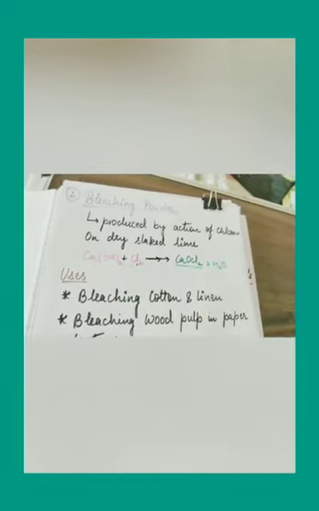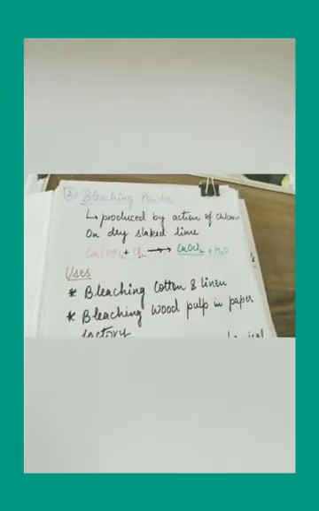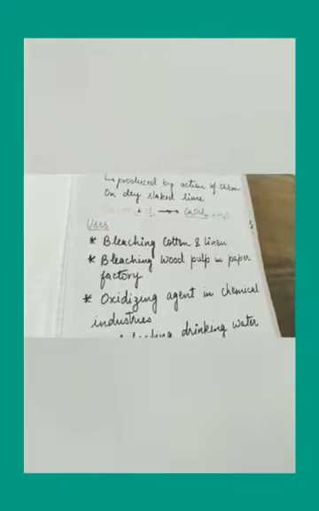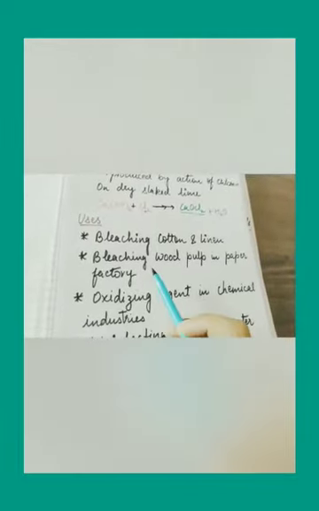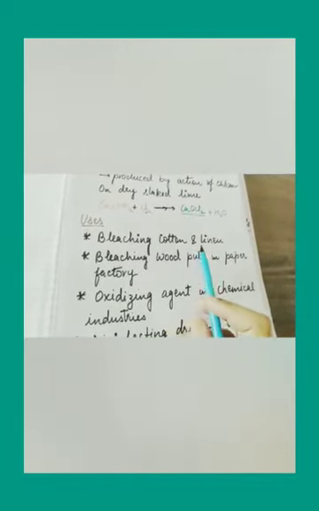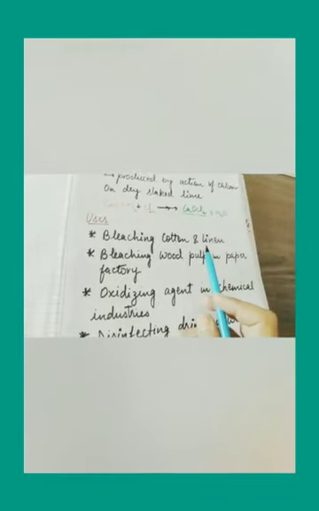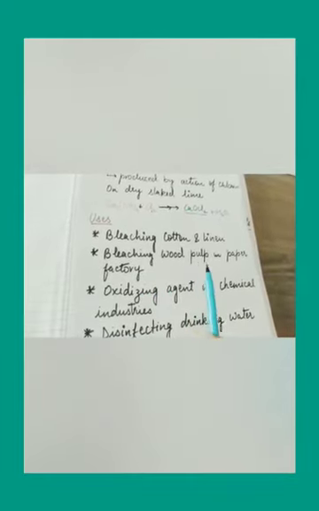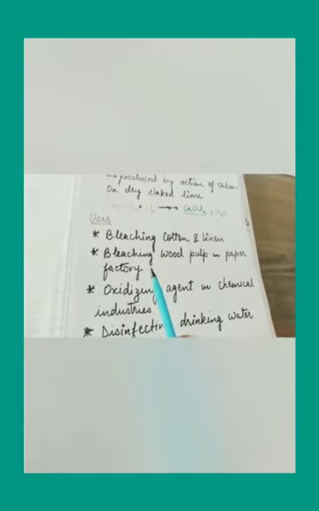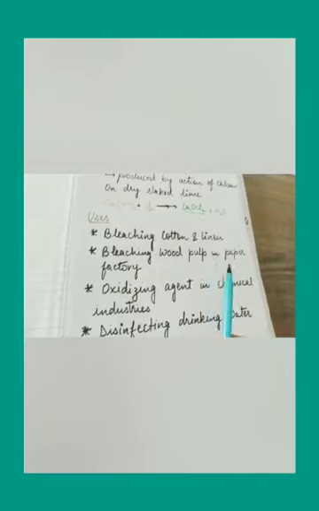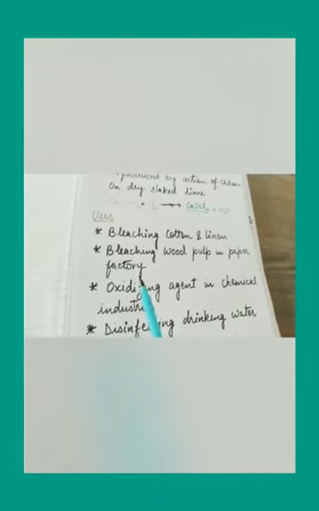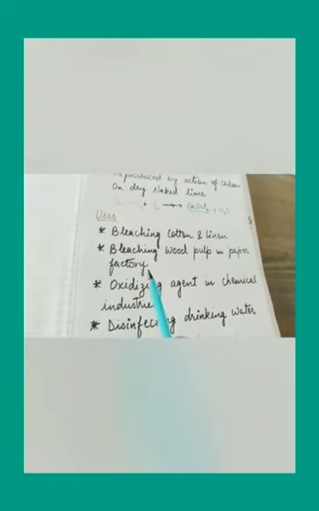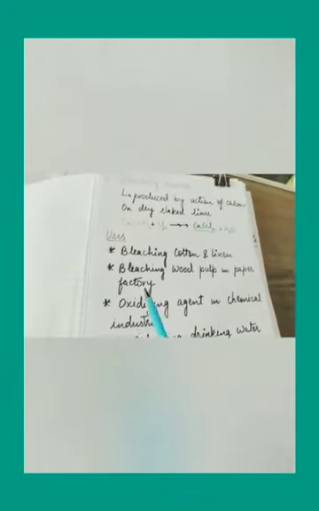What are the uses of bleaching powder? You all must be using bleaching powder in your homes, right? It is used in bleaching cotton and linen. If we want to bleach the color of some cotton or linen cloth, we use bleaching powder, right? It is also used in bleaching the wood pulp in paper factory. We get white paper by bleaching the wood pulp. So we use this bleaching powder.